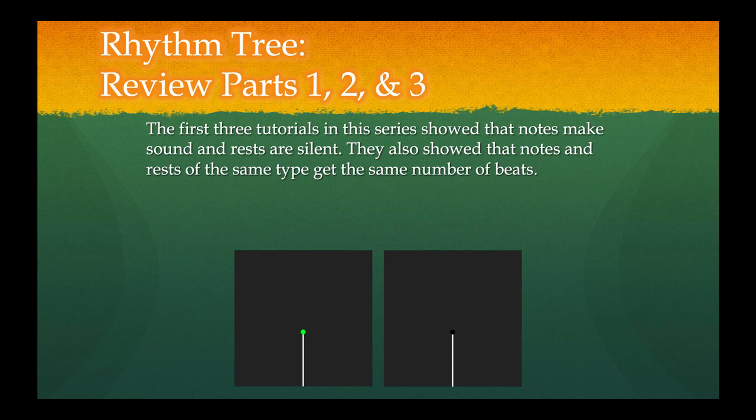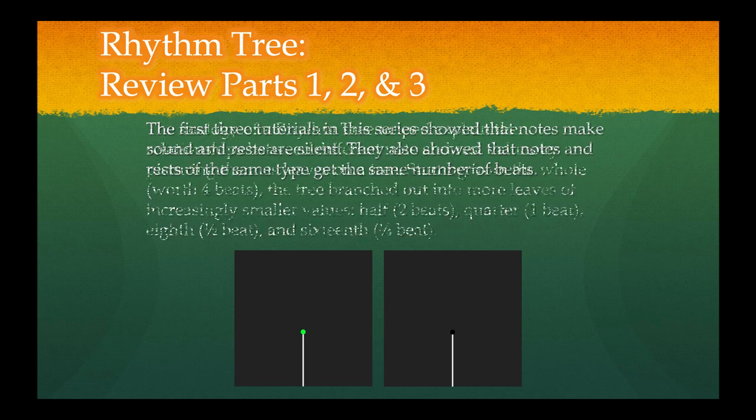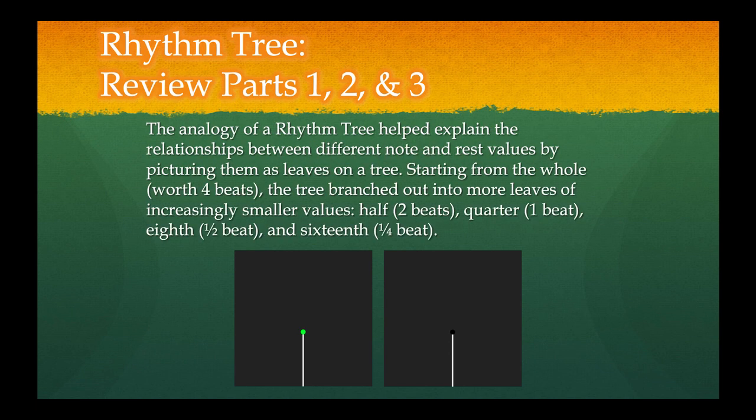The first 3 tutorials in this series showed that notes make sound and rests are silent. They also showed that notes and rests of the same type get the same number of beats. The analogy of a rhythm tree helped explain the relationships between different note and rest values by picturing them as leaves on a tree. Starting from the whole, worth 4 beats, the tree branched out into more leaves of increasingly smaller values: half, worth 2 beats, quarter, worth 1 beat, eighth, worth half a beat, and 16ths, worth only 1/4 of a beat.